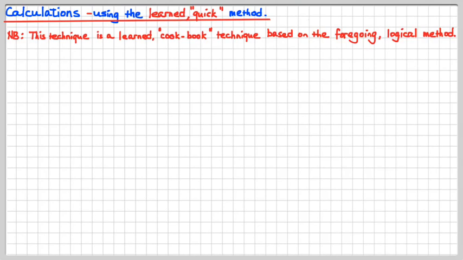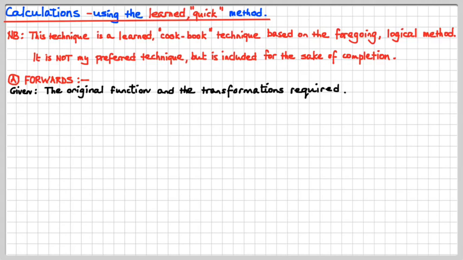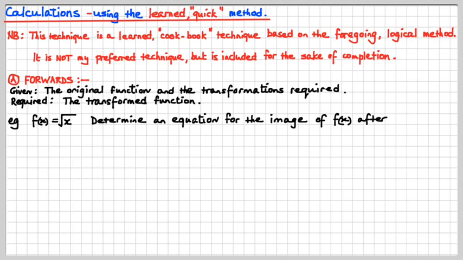In this technique, I've got to put the caveat there that it's based on the foregoing logical method, but it's not my preferred technique. But it is included for the sake of completeness because it's fast, sleek, pretty wonderful to use if you know what you're doing, but there are dangers associated with it. Forwards, you are given the original function and the transformation is required, and you're asked for the finished product, the transformed function.